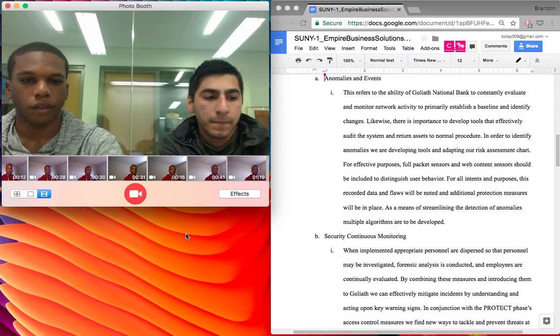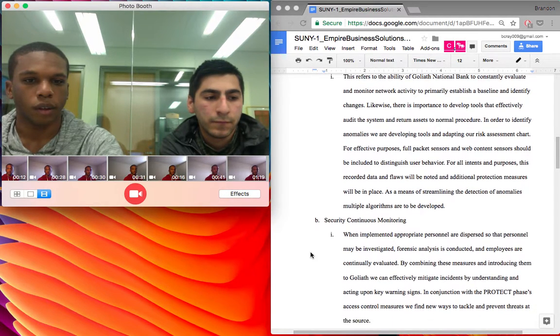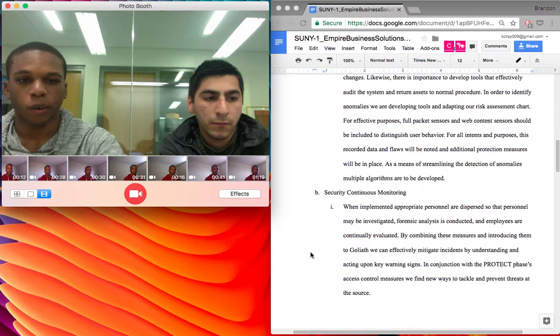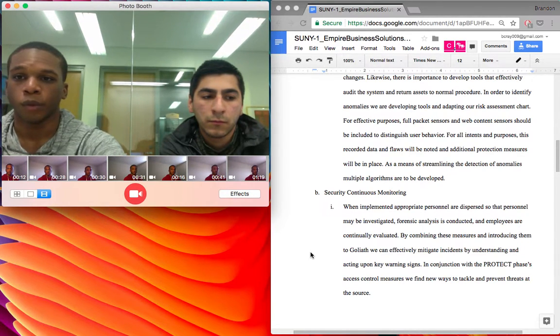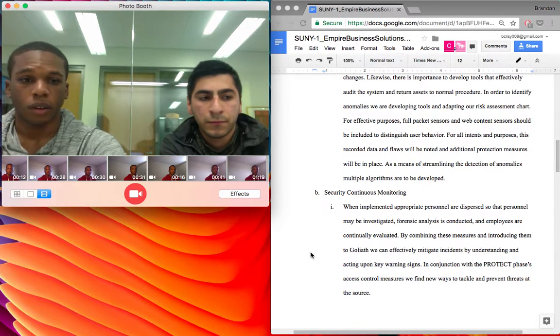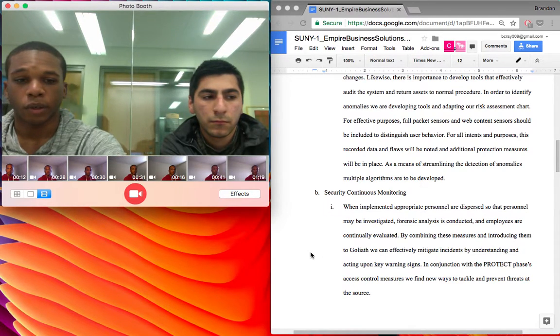Our next point is security and continuous monitoring. When implemented, we want our personnel to be investigated. We want to have them reasonably scrutinized. We don't want to fear them. We don't want to push them away, but we want them to understand that this process is necessary and it is something that does protect the organization. By having these measures, we can increase our understanding and act upon our warning signs.